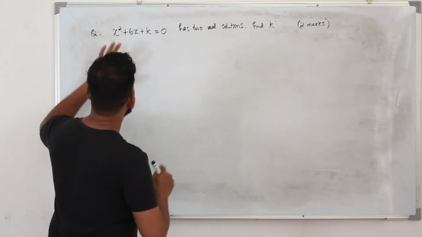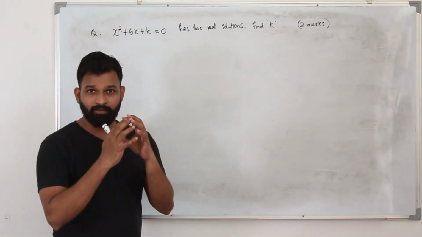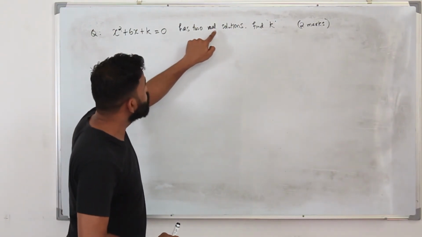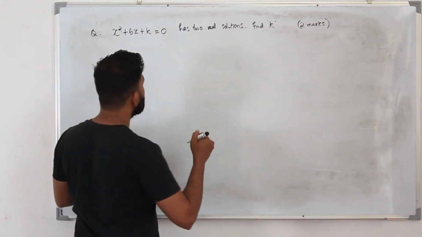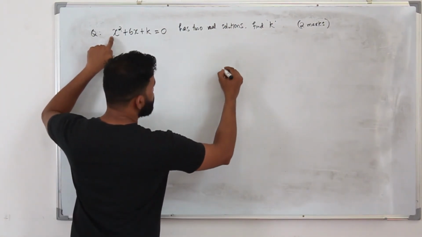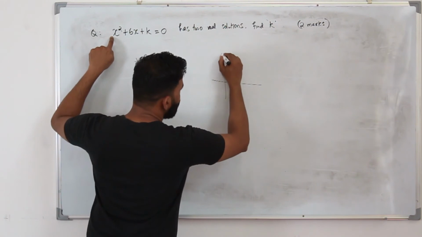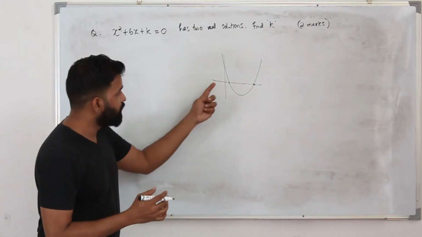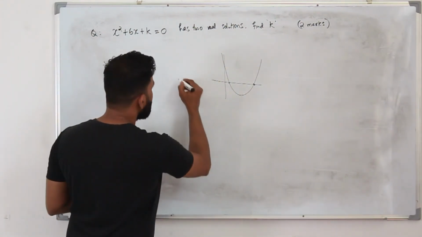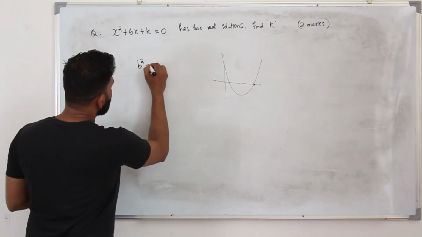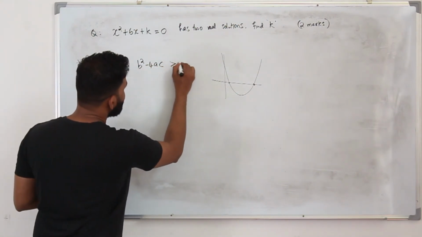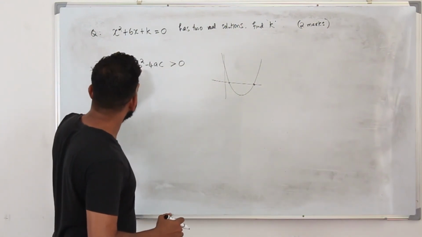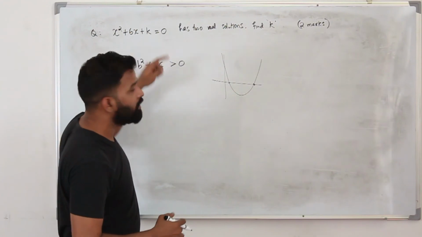How do we approach this question? You need to read the question first, word by word, carefully. This equation has 2 real solutions. That means the coefficient is positive, so the graph will pass through x-axis. So what is the condition? If the graph passes through the x-axis, your discriminant b square minus 4ac should be greater than 0. That is the condition. So now plug in the values for b, a and c. You will get the value of k.